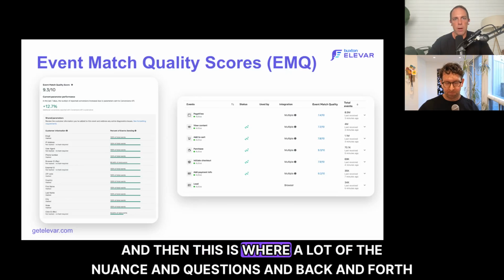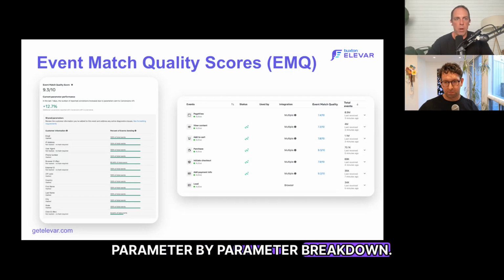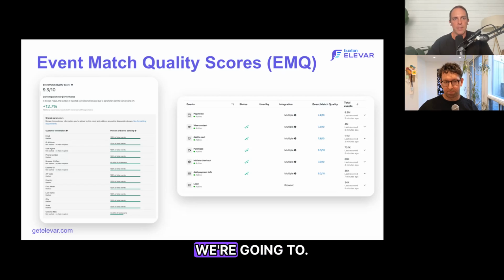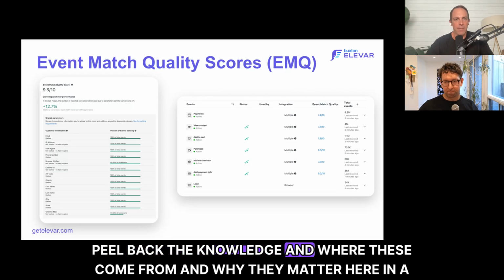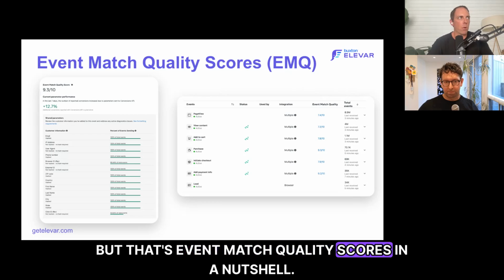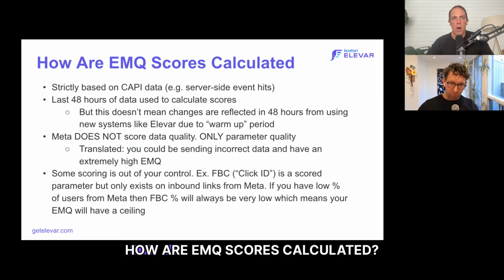And then this is where a lot of the nuance and questions and back and forth happens, especially in our technical support with our customers: the parameter by parameter breakdown. So email, first name, IP address, phone number, click ID, aka FBC, everything in between. We're going to peel back the knowledge and where these come from and why they matter in a minute. But that's event match quality scores in a nutshell. So Jon, let's start with that. How are EMQ scores calculated?